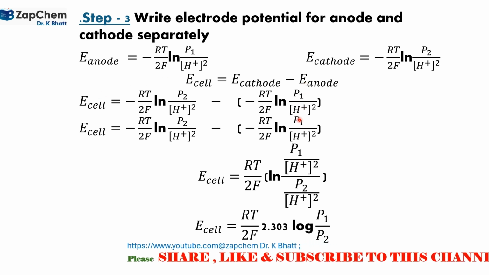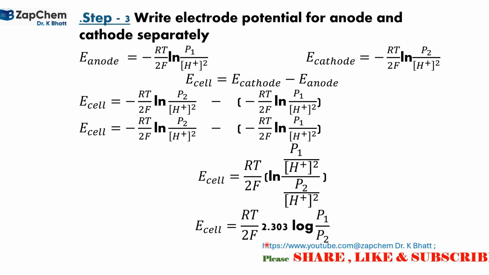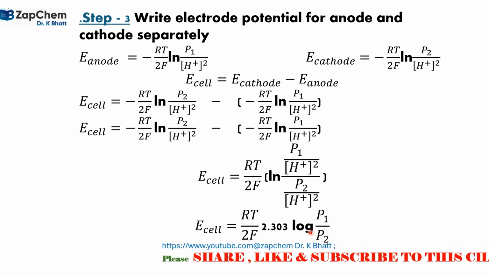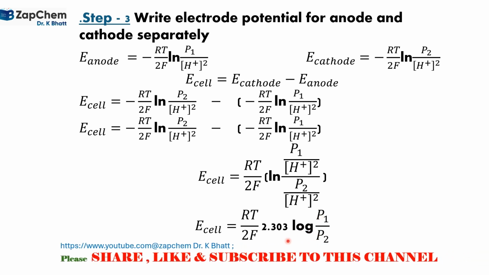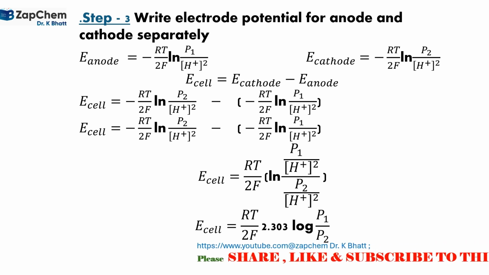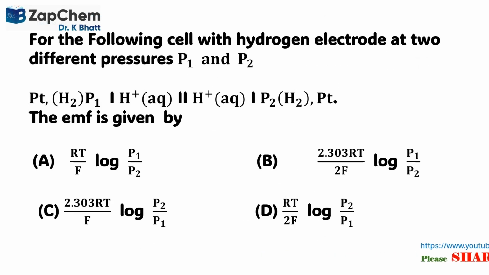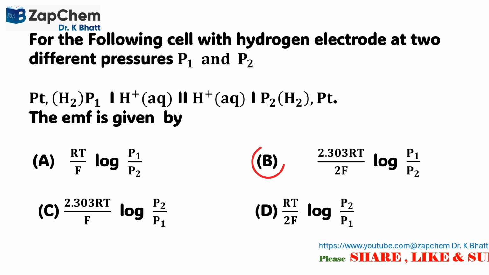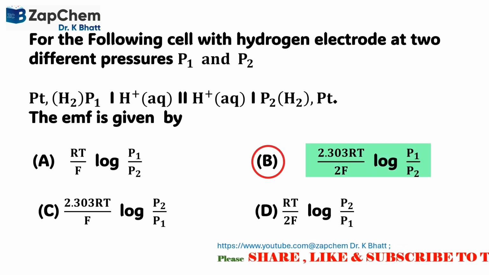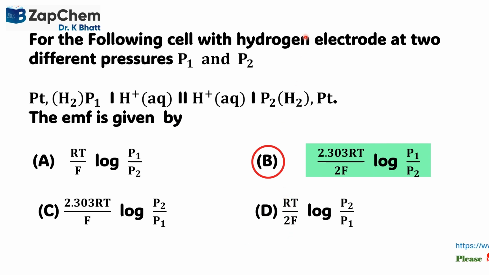When you substitute the values and simplify, you get the result that E cell is equal to 2.303 RT by 2F log P1 upon P2. Of course, it is log to the base 10. So that way we can find out. And coming back to the question again, we can definitely say that option B is correct. That is 2.303 RT by 2F log P1 upon P2.